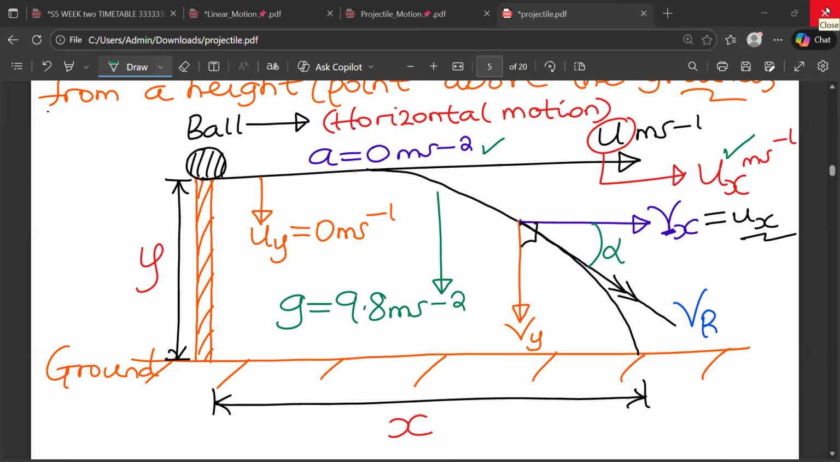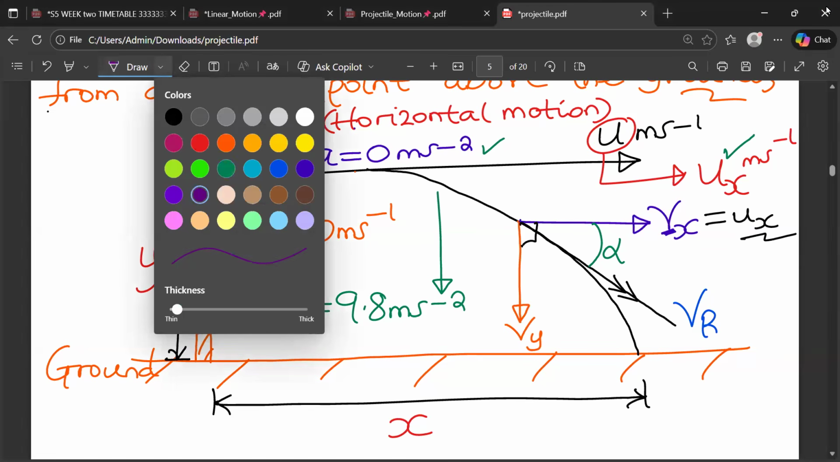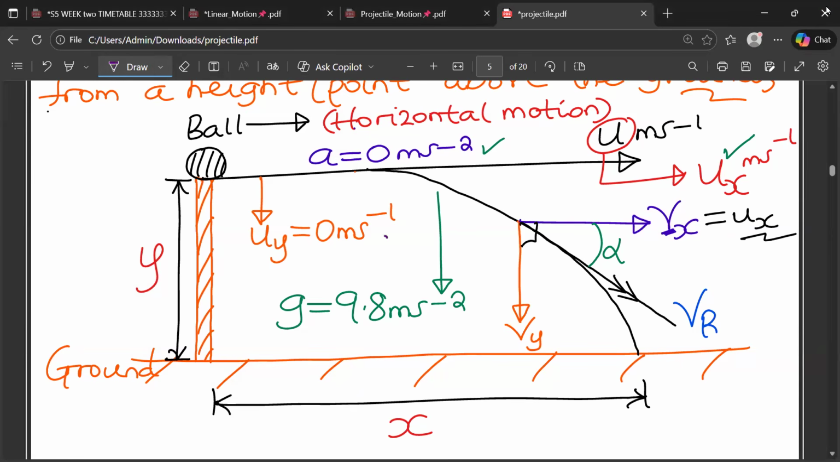Another question, I'm going to vertical motion. Let me tick them in purple. The two things you're supposed to know in vertical motion, there are only two. You're supposed to understand why the initial vertical velocity is a zero and why we are choosing g as a positive. Why we are choosing g as a positive is because in vertical motion we are moving down, and that is under gravity. So we use it as a positive.